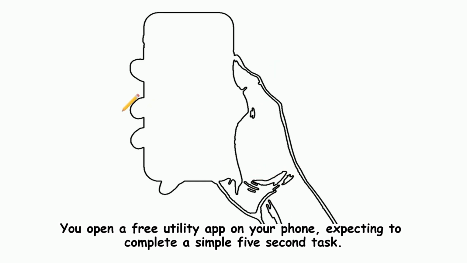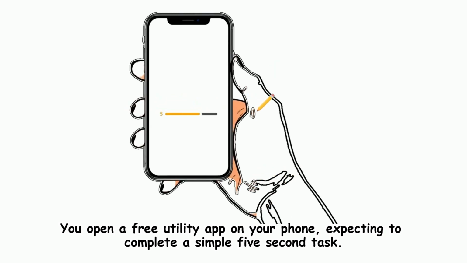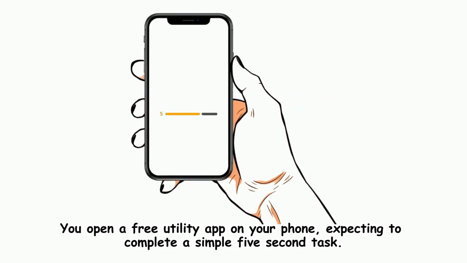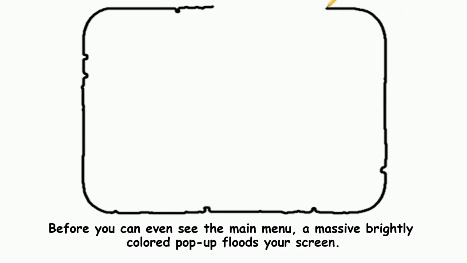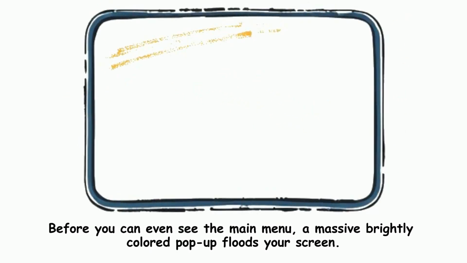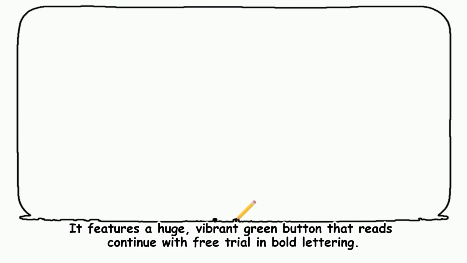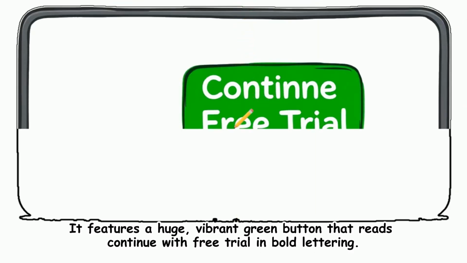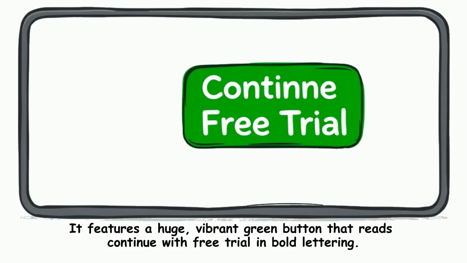You open a free utility app on your phone, expecting to complete a simple 5-second task. Before you can even see the main menu, a massive, brightly colored pop-up floods your screen. It features a huge, vibrant green button that reads "Continue with free trial" in bold lettering.